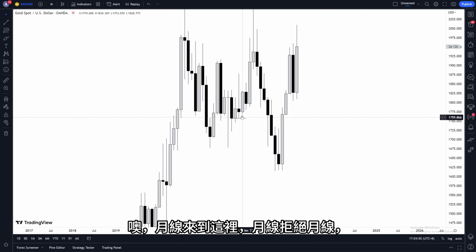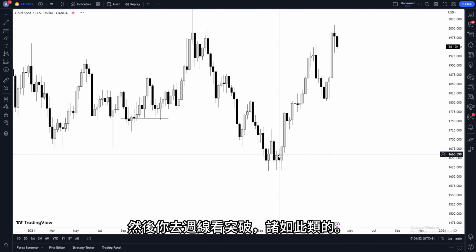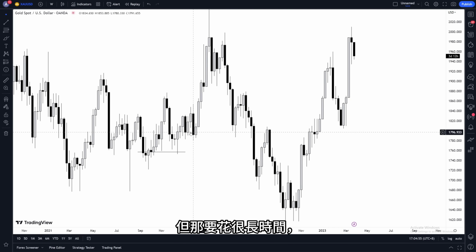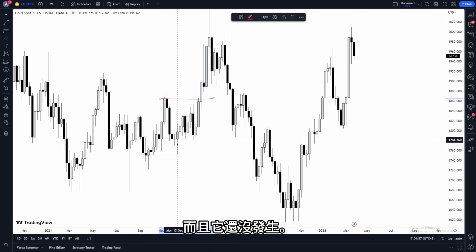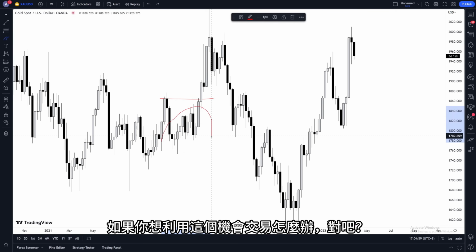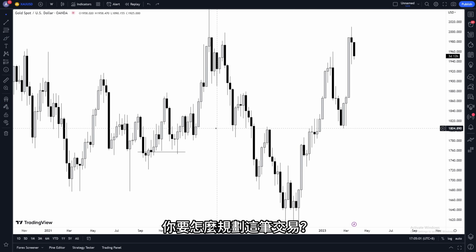And what do you expect? Monthly comes in here, monthly rejects, and then you go to the weekly and breakout, whatever. But that takes a long time, and also the breakout is all the way up here, and it hasn't done that. What if you want to take advantage of this? How do you plan for this trade?